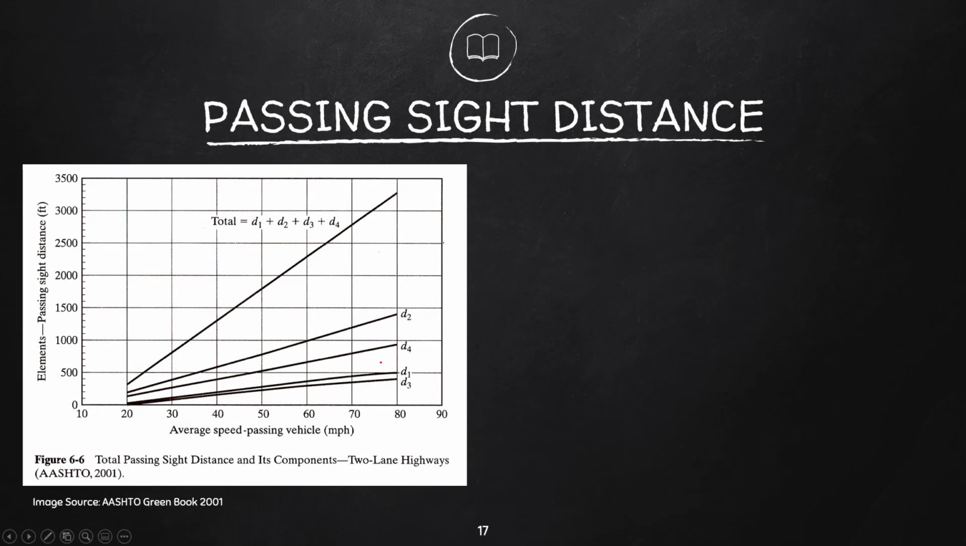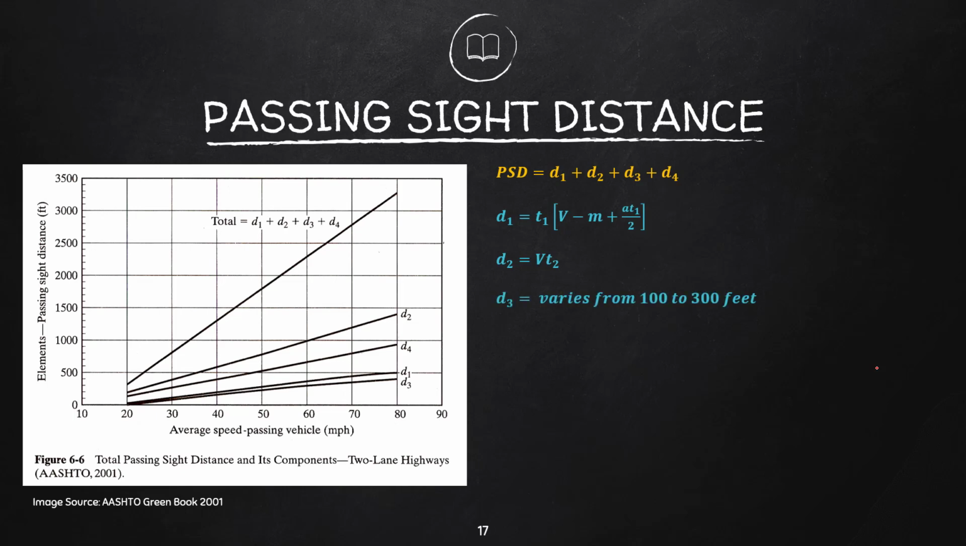So here are the different considerations in these values, and you will have your total, which is the passing sight distance. So PSD is equal to D sub 1 plus D sub 2 plus D sub 3 plus D sub 4. We have a formula for D sub 1, that is D sub 1 equals t1 times (v minus m plus a t1 over 2). We'll take a look at this one and define the values of these parameters. D sub 2 is v times t2. D sub 3 varies from 100 to 300 feet, so it's up to the designer. And D sub 4 is 2/3 of D sub 2.